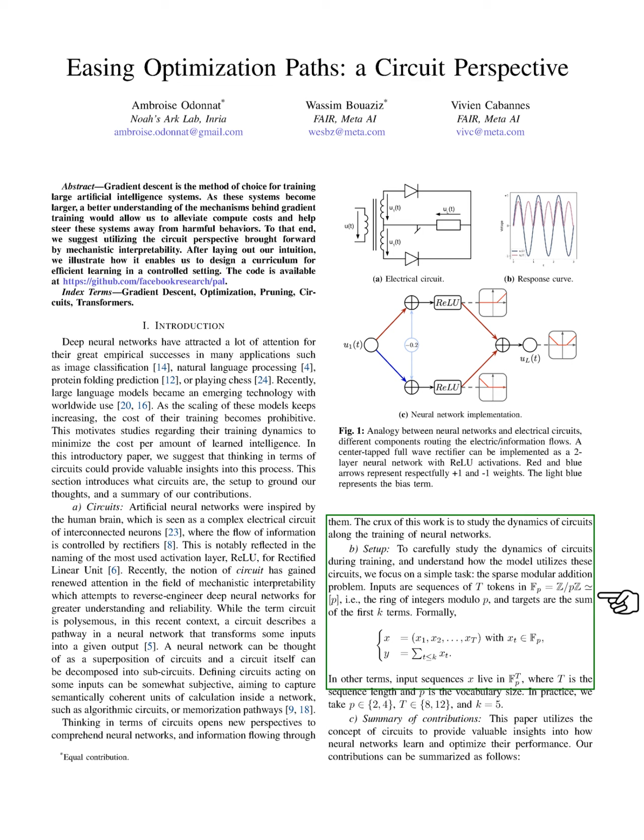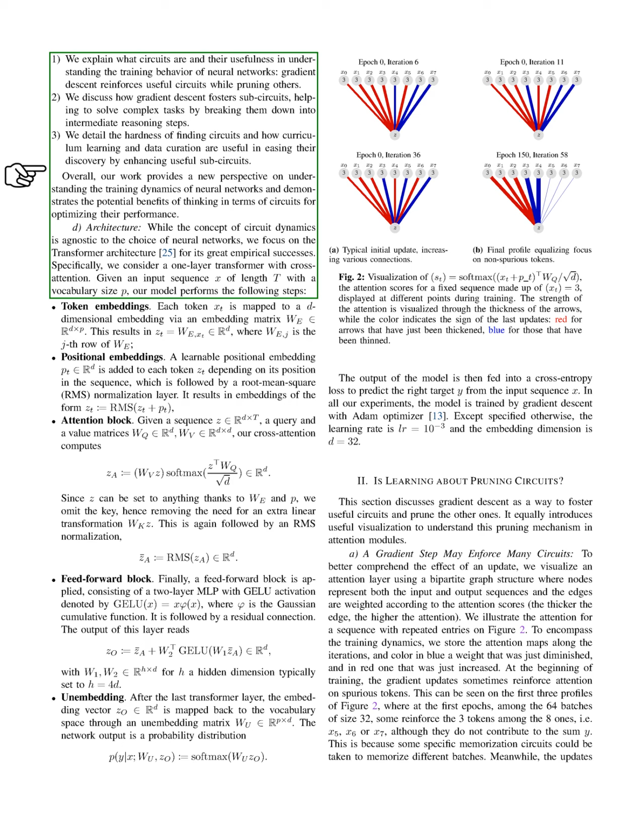We clarify what circuits are and how they help us understand the training behavior of neural networks, noting that gradient descent strengthens useful circuits while eliminating less useful ones. We also discuss how gradient descent encourages the development of subcircuits, which assist in tackling complex tasks by breaking them down into manageable steps. Additionally, we address the challenges of identifying circuits and how strategies like curriculum learning and data curation can facilitate the discovery of beneficial subcircuits. Overall, our work offers a fresh perspective on the training dynamics of neural networks and highlights the advantages of thinking in terms of circuits for improving their performance.